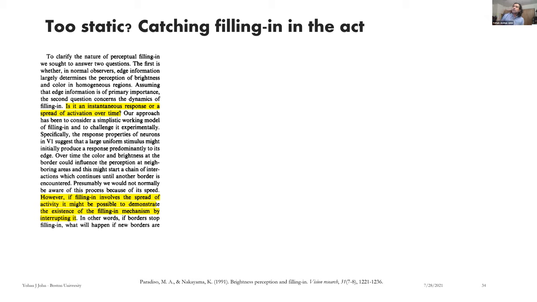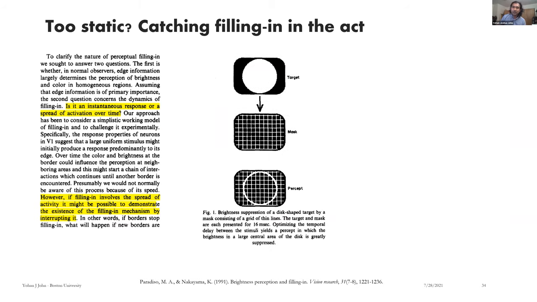So if filling in involves spread of activity, maybe we can interrupt the filling in. And they have a very clever class of psychophysics experiments to do this. They present a target where there's a boundary and a central image. And here there's no stabilization happening. They're just presenting it normally. And then they have a mask, which comes after in a lot of them, where it's some grid. In this case, it's a grid. And then you can ask, well, what happens to the brightness of what you saw initially? And you present that again.